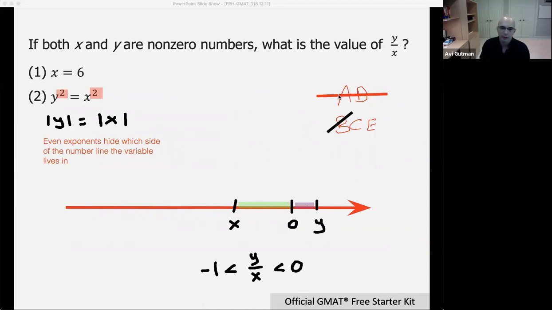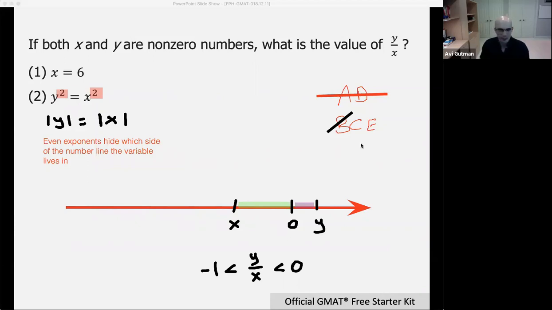So now that we've shown that neither statement is sufficient on its own, it's time to combine the statements. And this is a good place to warn you that we do not want to combine the statements any sooner than that. This is a very common mistake that people make. They combine the statements prematurely. The truth is that in most data sufficiency questions, we don't need to combine the statements at all, because 60% of the time, the answer will be either A or D or B. Only 40% of the time, approximately, the answer will be C or E. And only in those cases would we need to combine the statements.